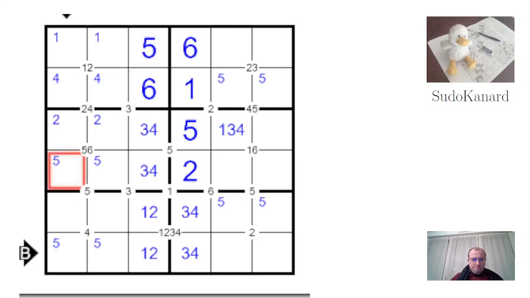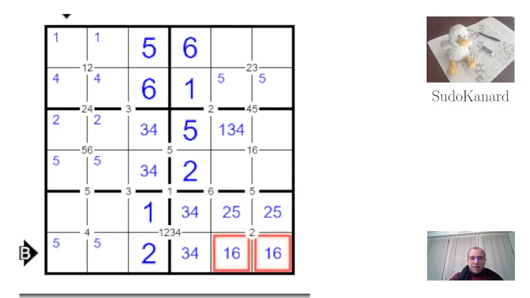And then, so there's a 1 in this quad, so it can only be here. That's a 2. No 2 here, so that's a 2-5 pair. And there's a 1-6 pair here. So that 6 must be in those.